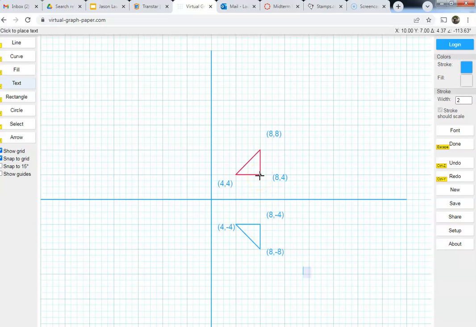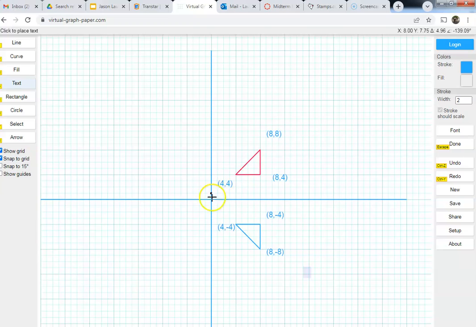It was 8, 4, and now it becomes 8, negative 4. Same thing here, 4, 4, 4, negative 4. Look at that, our rule works. I don't think any of us were really surprised there, but I would then show this same thing across the y-axis.